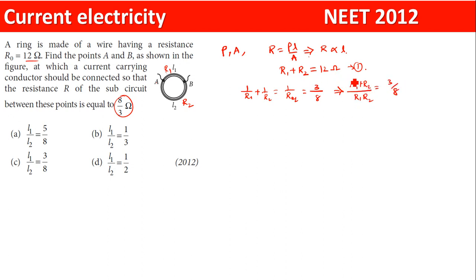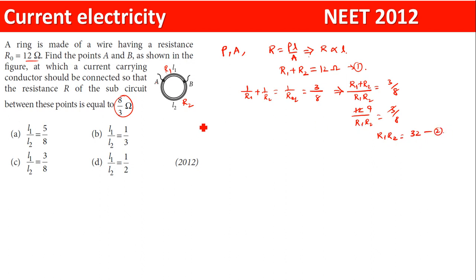Now from equation 1, R1 plus R2 is equal to 12. So 12 by R1 R2 is equal to 3 by 8. So 3 ones are 3, 3 fours are 12, so R1 R2 is equal to 32, isn't it? Let us say this is equation 2.